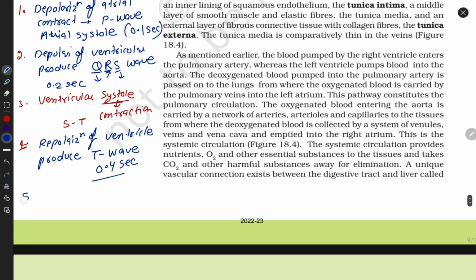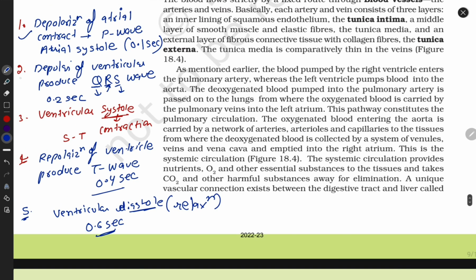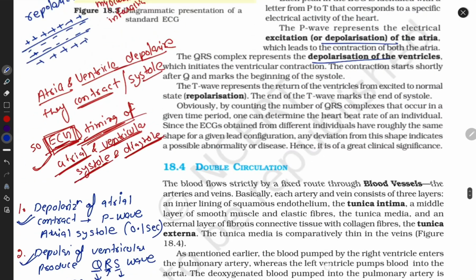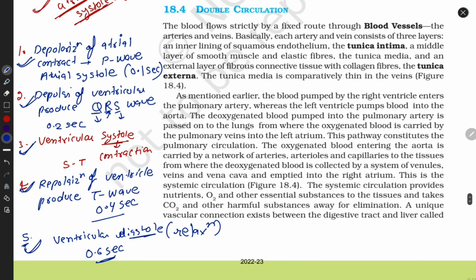Okay, now the fifth step, ventricular diastole. Now the relaxing time, diastole, takes 0.6 second. Diastole means relaxation. Clear, guys? Memorize these steps. They are very, very important from the exam point of view. This is your master chart to understand ECG easily. If you remember these 5 points, you can solve any kind of question.